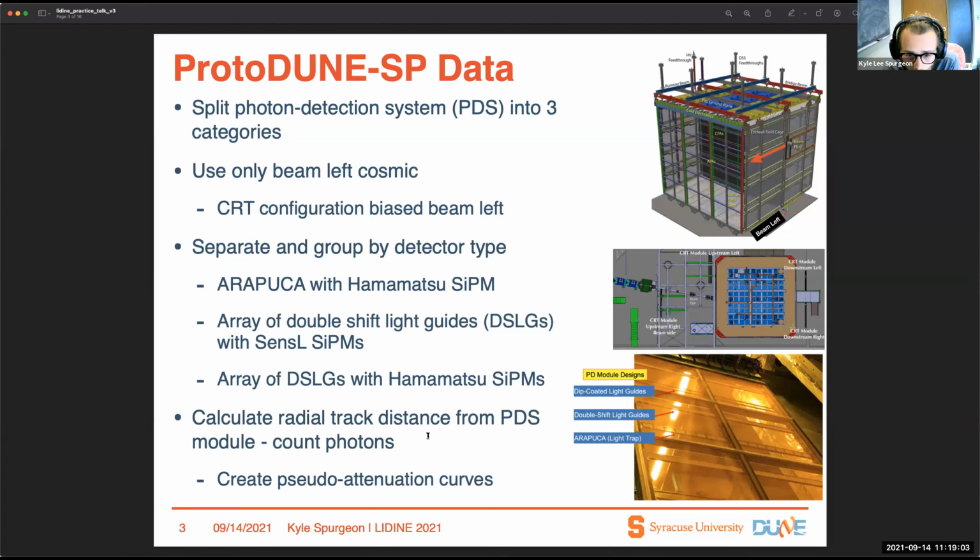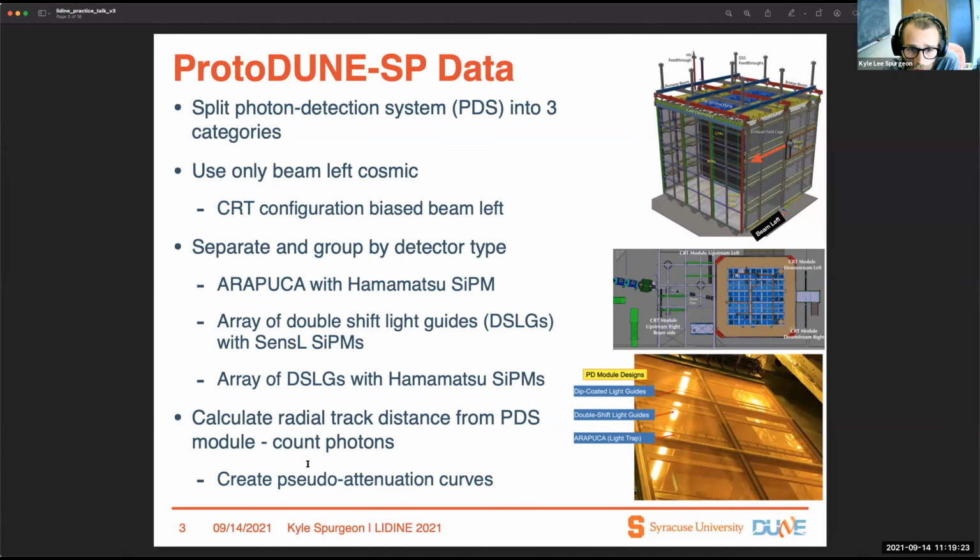You calculate a radial track distance, which is the distance from the center of the photon module to the point of the track that passes closest to that center point. And you calculate the radial distance into the detector from there, and you count the number of photons. And the output of this counting are these pseudo attenuation curves.